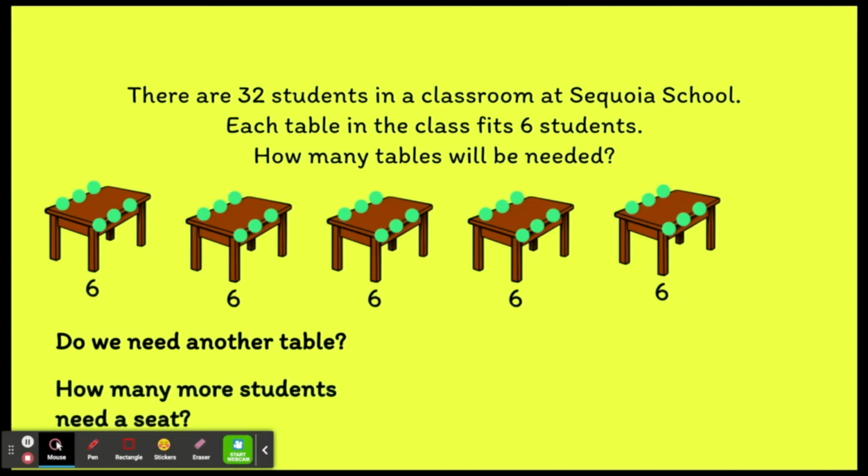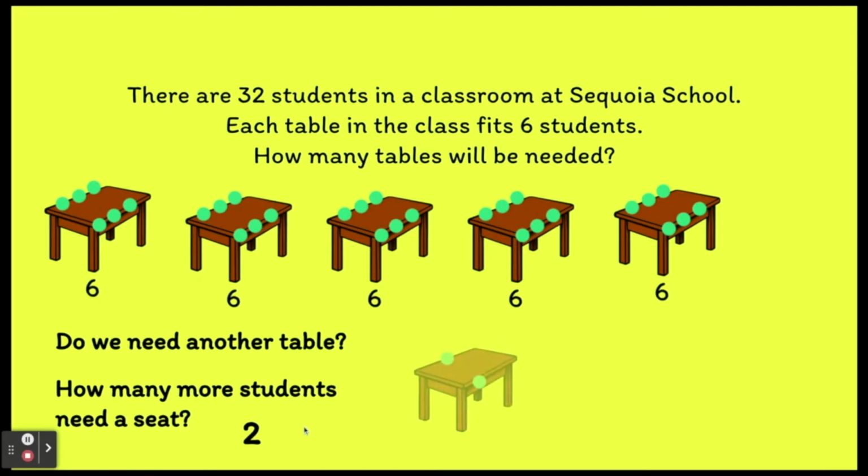So, how many more students need a seat? Well, if you said 2, that's correct. We have 2 more students that need a seat. So, do we need another table? Let me think. Well, we sure do. So, we have 2 students at our last table. So, how many tables did we need? That's what we're thinking about to solve.